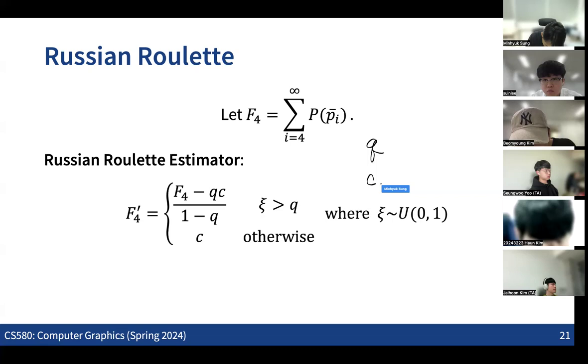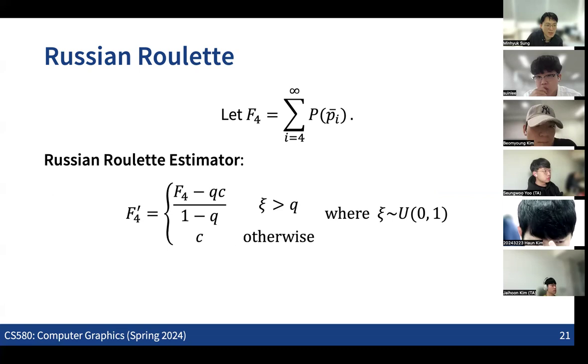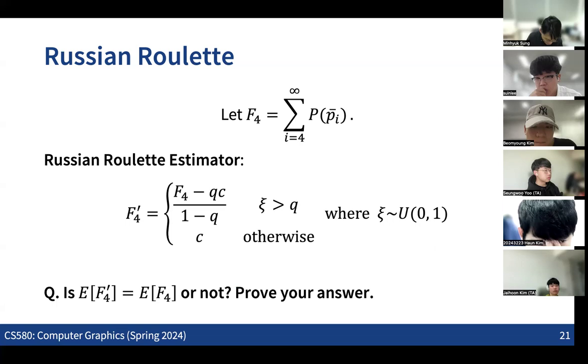If we make C zero, then these terms cancel out. When the random sample is greater than the threshold, we scale the estimator computed based on this one. Otherwise, we just return the value zero. So this is our new estimator. Can you quickly see what the expected value of this new estimator would be?